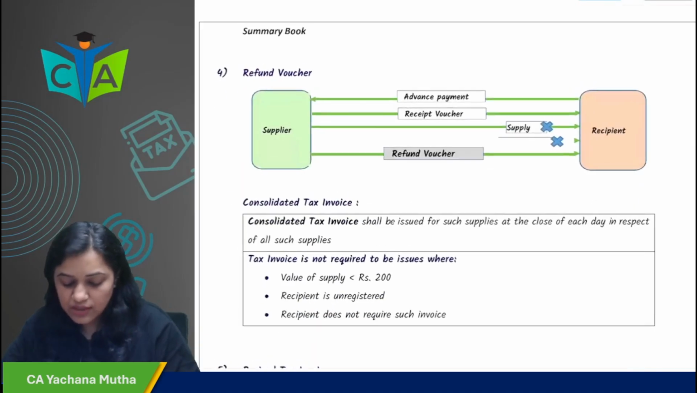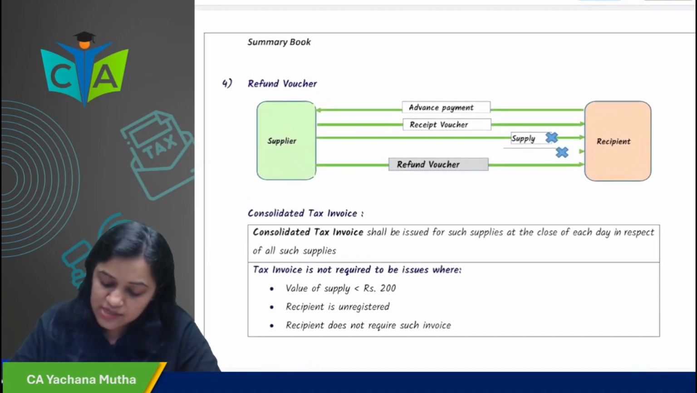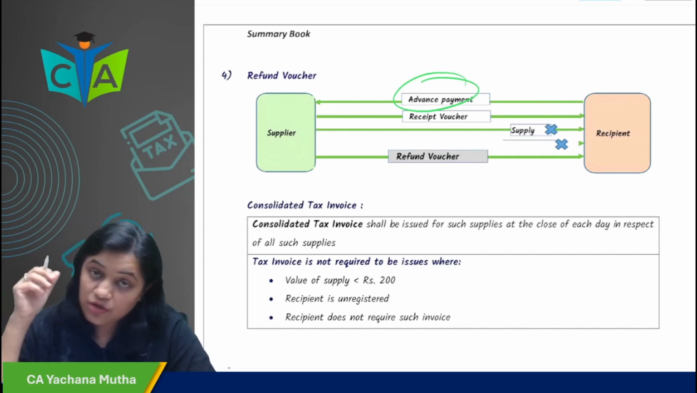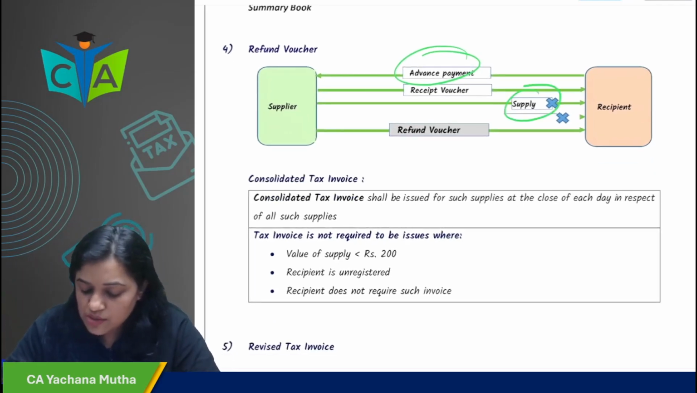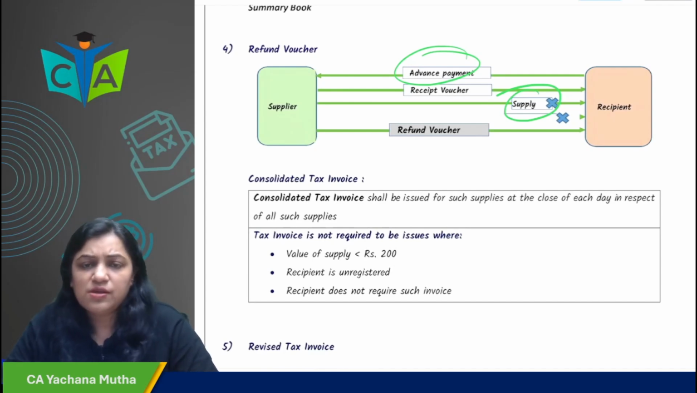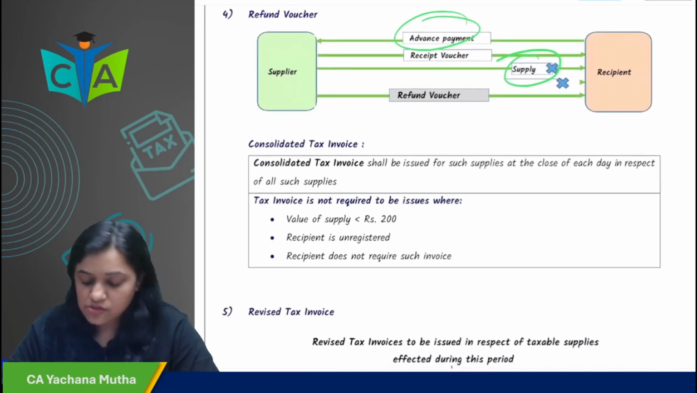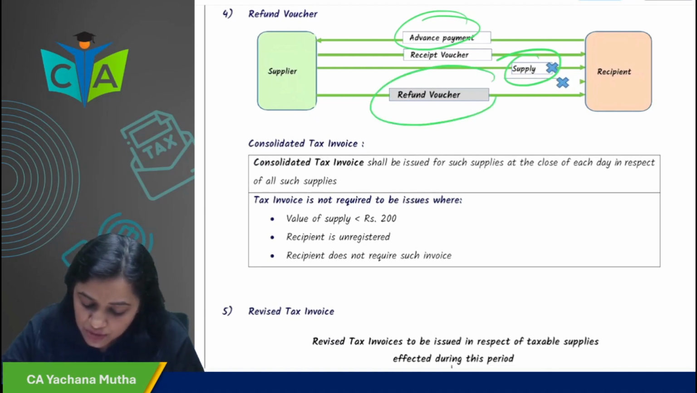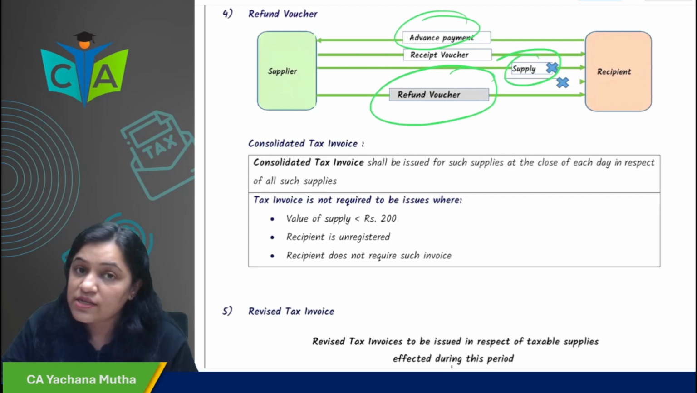Next, now you have received the advance. At the time of receipt of advance, you issue a receipt voucher. Now if, due to any reason, the supply could not take place, then obviously you will refund the amount to the recipient. At the time of the refund, you have to issue a document called a refund voucher.